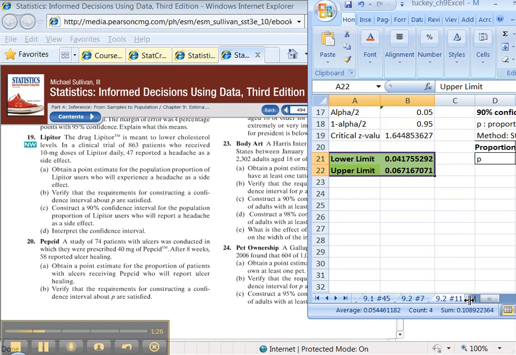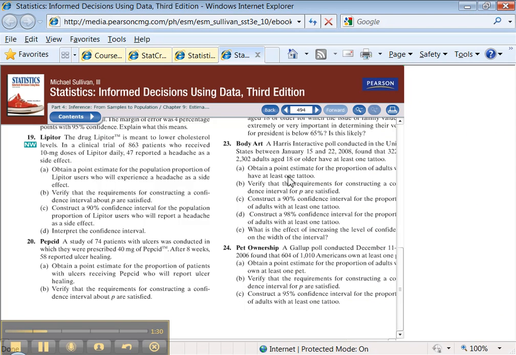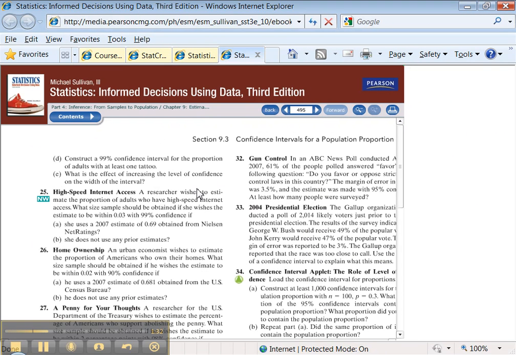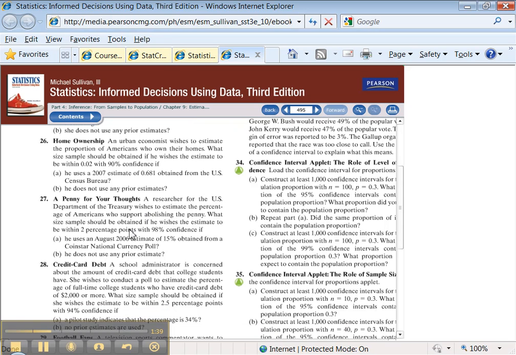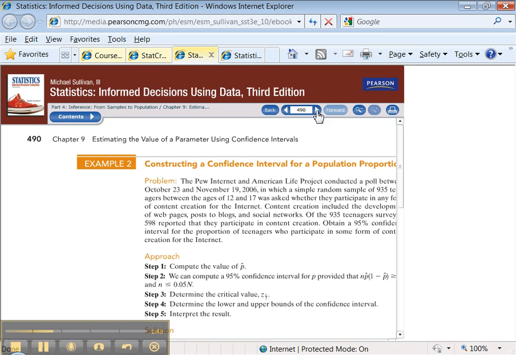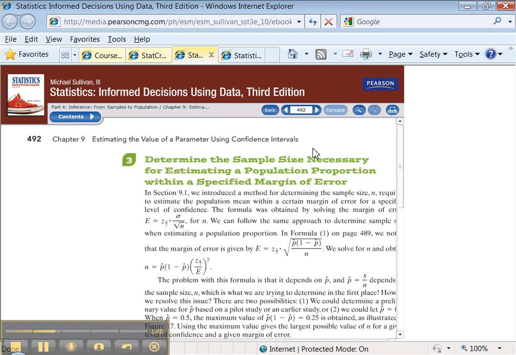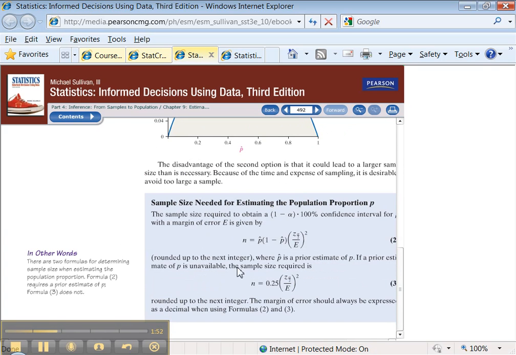Next, I wanted to move on to the next problem, which is 9.3 number 27, which is on the next page. That's going to involve figuring out a sample size. Now, there's a formula for sample size. You know it's coming. Let me get to it. There it is, right there. So there's two of them. One's if you have a prior estimate, p hat, and one is if you don't.